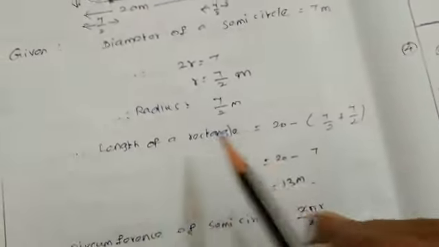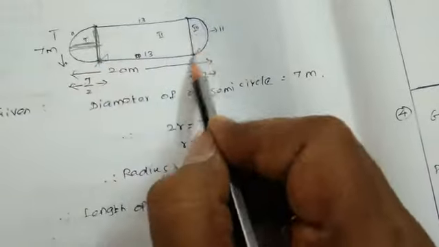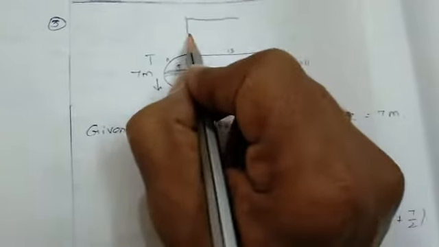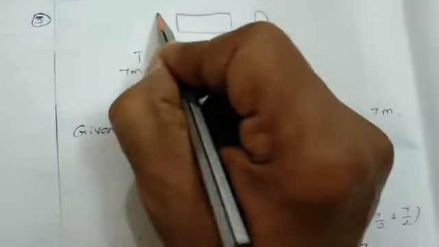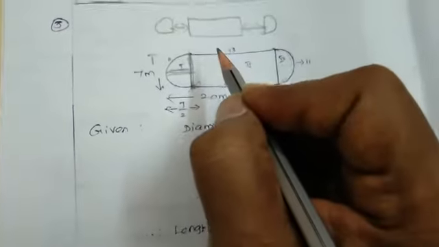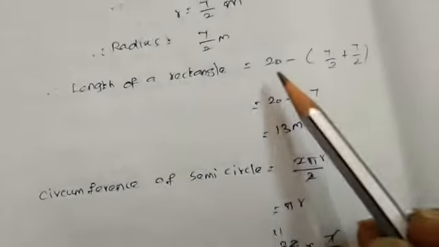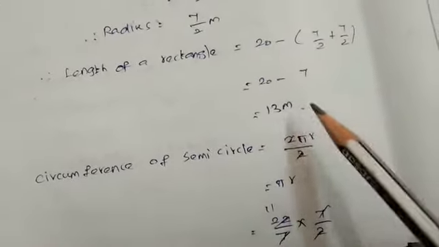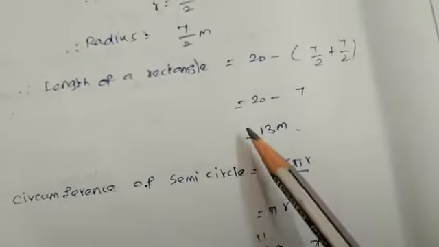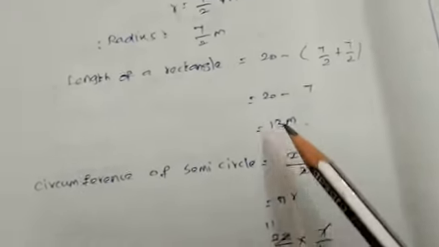Now the length of the rectangle is given like that: 20, meaning from this point to this point. So consider this is the rectangle, and one semicircle and another semicircle. We are going to join this. So the length of the rectangle is 20 minus 3.5 minus 3.5, that is 20 minus 7, since 7 by 2 plus 7 by 2 is 7. So 20 minus 7 is 13 meter.